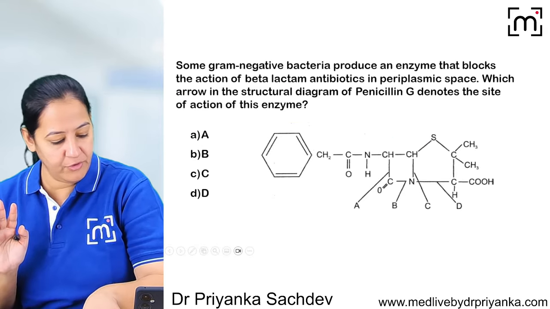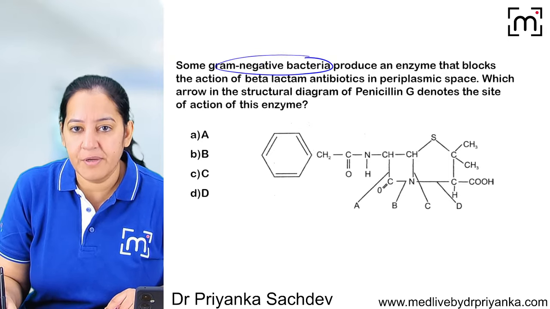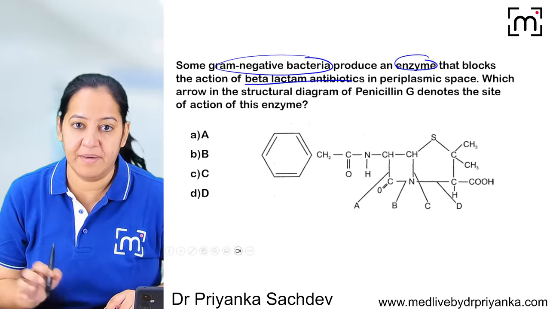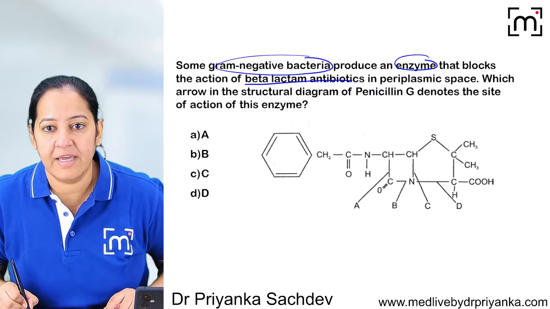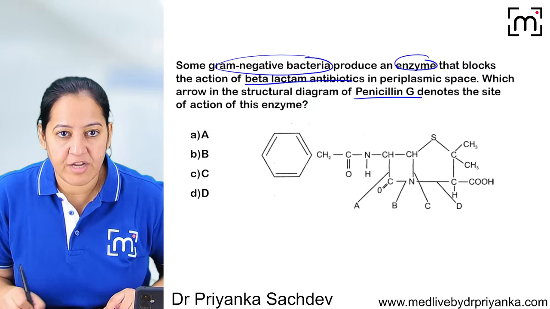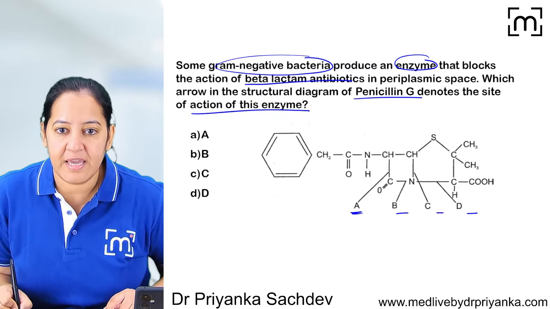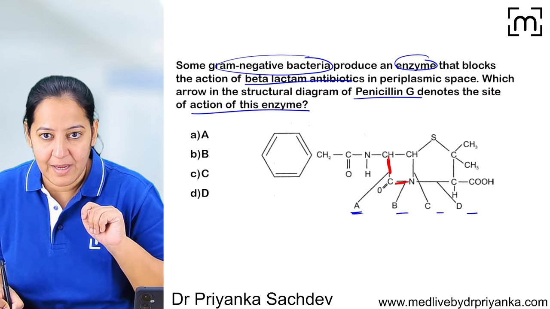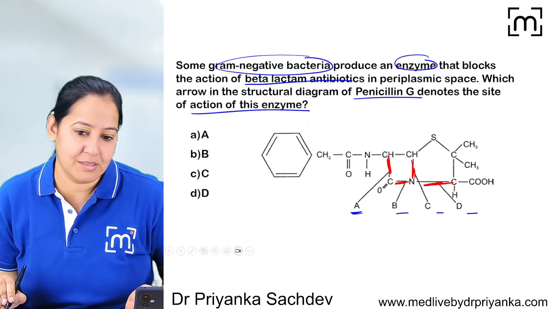The last question is in front of you. Read the question and tell me the answer. Some gram-negative bacteria produce an enzyme that blocks the action of a beta-lactam antibiotic. We don't know the name of the enzyme, but that enzyme is blocking the action of the beta-lactam antibiotic. Can you see the diagram shown to you? This is a diagram of penicillin G, the natural penicillin. Can you tell me the site of action of that enzyme from A, B, C, D? Is the enzyme breaking this bond, A, or this bond, B, or this bond, C, or this bond, D? I have highlighted the ABCD options just for your convenience.